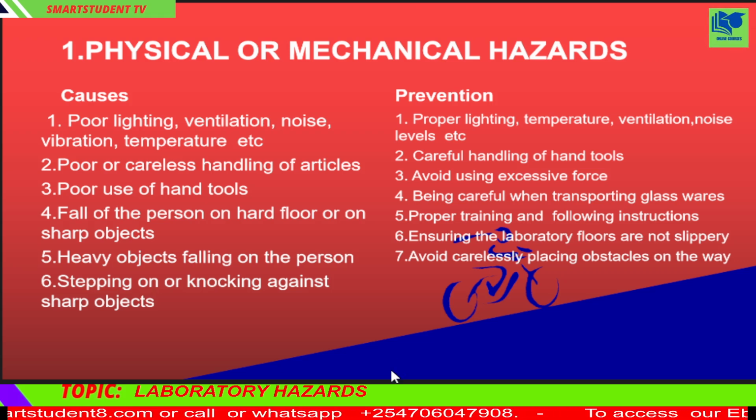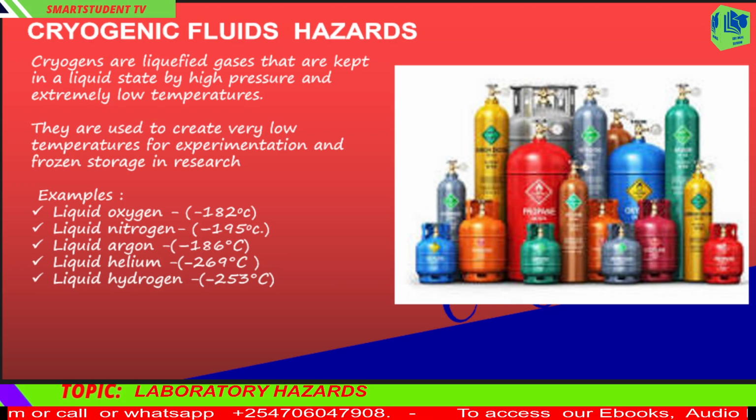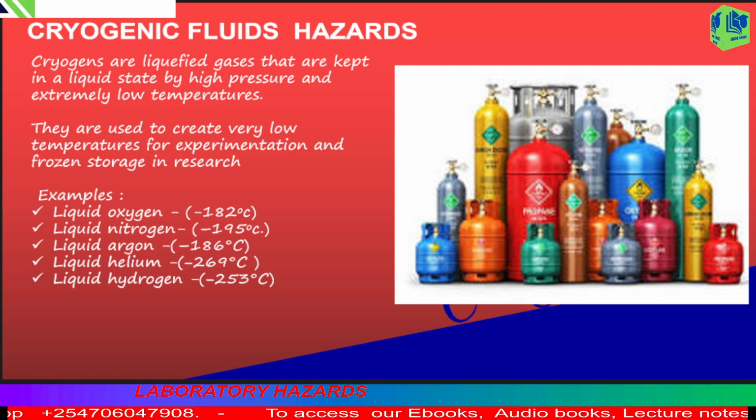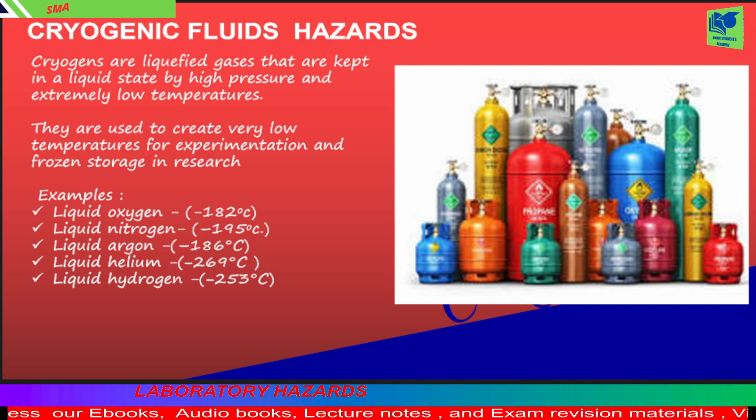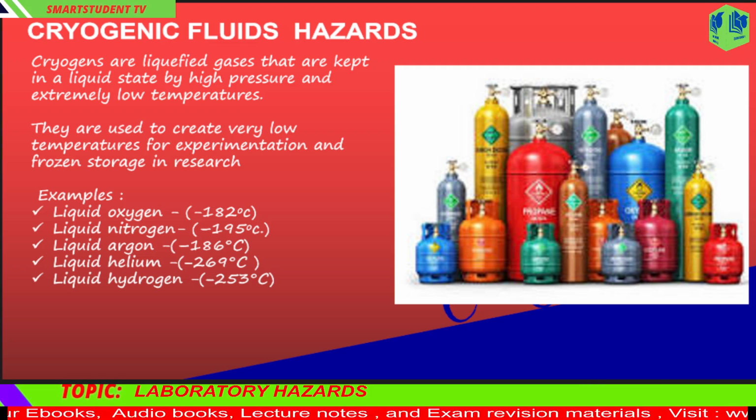Next, let's discuss the cryogenic hazards. Simply defined, cryogens are fluids at extremely low temperatures such as: 1. Liquid oxygen, minus 182 degrees centigrade. 2. Liquid nitrogen, minus 195 degrees centigrade. Cryogens are usually kept in a metallic thermos flask called a dewar, which is never sealed because if sealed, it will develop a pressure buildup which could lead to an explosion.